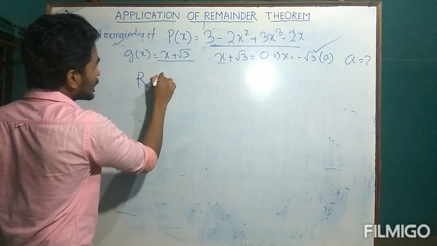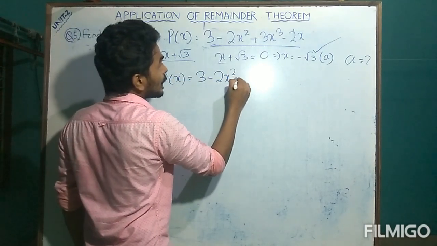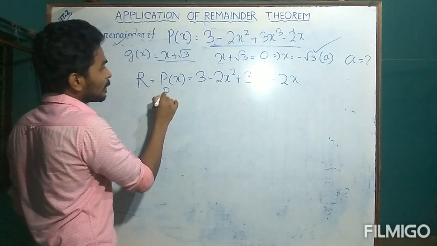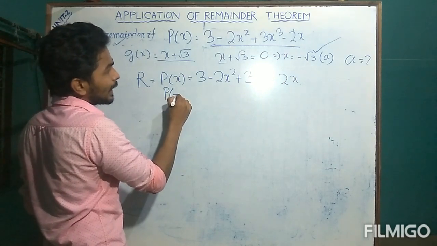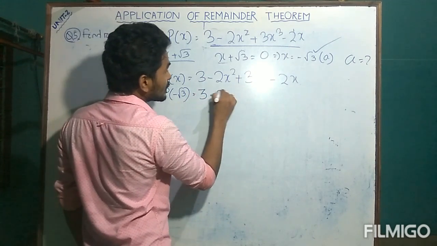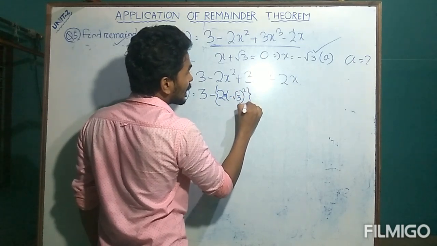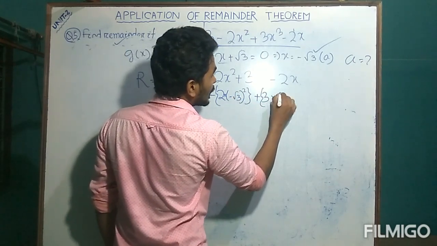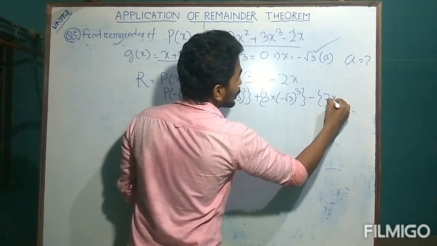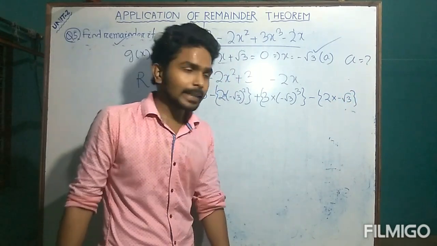Remainder is equal to, as we have, P of x is equal to 3 minus 2x square plus 3x cube minus 2x. So we are going to find the value of P of minus root 3, because the value of x is minus root 3. So this is 3 minus 2 bracket start minus root 3 square plus 3 whole into minus root 3 cube minus 2 whole into minus root 3. Okay, simply put the value of minus root 3 in the place of x.